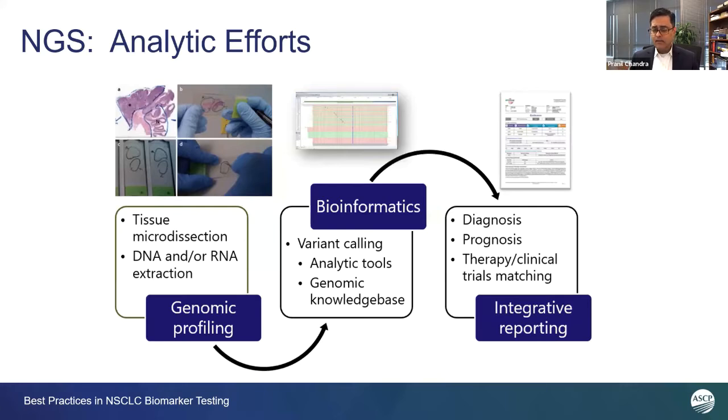and then sequencing. After sequencing is done, we have a bioinformatics team that processes the data and all of the variants. I won't go into all the technical details, but that's a very significant analytic process. And then an initial report is rendered that's reviewed by a technical director and then by a physician, where the report needs to be integrative and highlights any diagnostic, prognostic, as well as therapeutic significance.